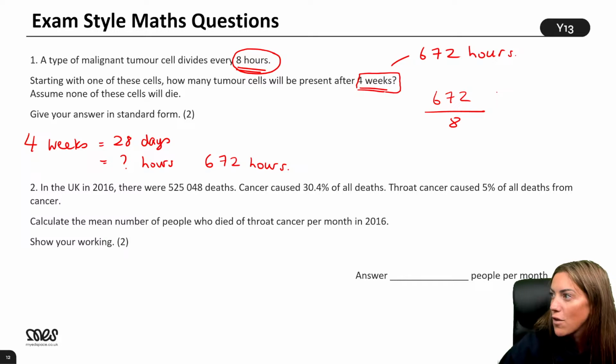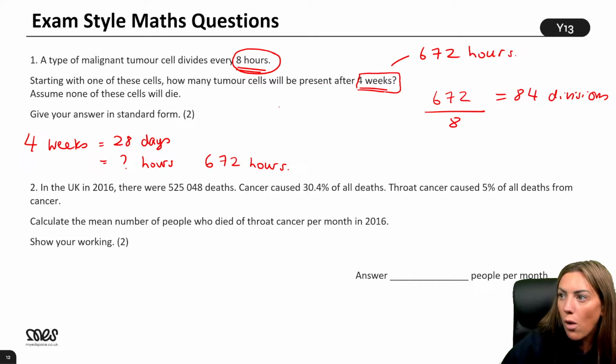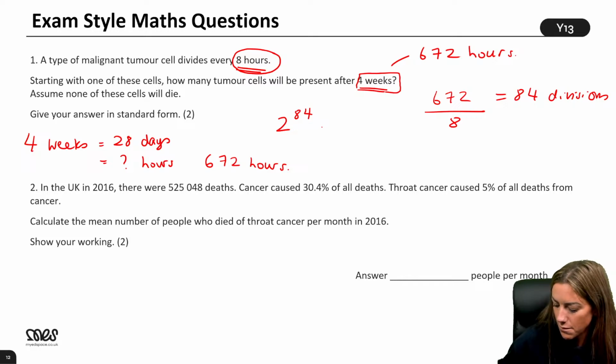Good. A few of you have got that right. So we've got 84 divisions. So what we do is 2 to the power of 84. And I'll explain that a little bit more. We just work it out. 2 to the power of 84. And it says give your answer in standard form because it's going to be such a massive number.